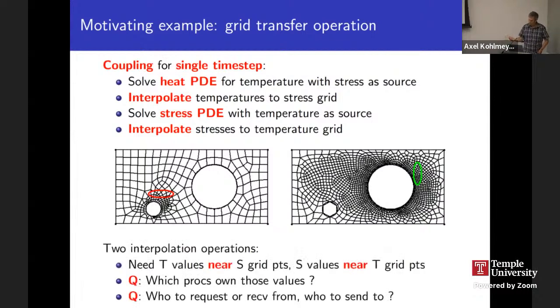So that's two interpolation operations, and geometrically what we need, if we're in this red domain in the stress grid, we need T values from the grid over on the right that are near the cells that are in that little red oval. And vice versa, we need stress values near the little temperature grid cells that are in the green oval. And so, again, the question is which processors own those values? We don't know because that's totally somewhere else in the decomposition. It isn't anywhere near us. We don't know who to request or receive that information from. We don't even know who to send. So that's the motivation for using a rendezvous algorithm.